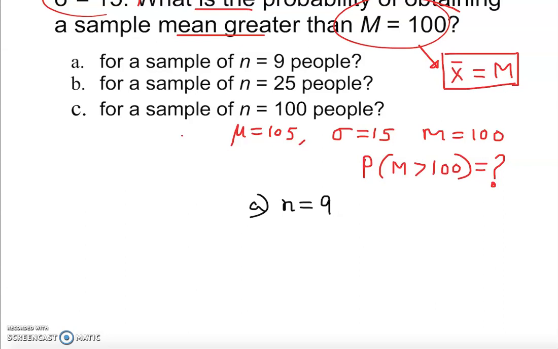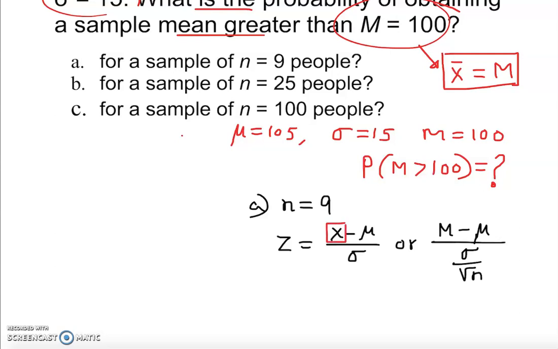Which formula do we plug it into? There are two formulas. One formula is z is equal to x minus mean over standard deviation. Or we have another one: sample mean minus population mean over the standard error of the mean. Remember, the first one is for one sample, and the second one is for more than one sample.